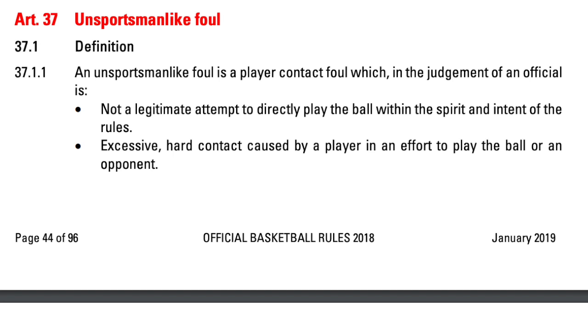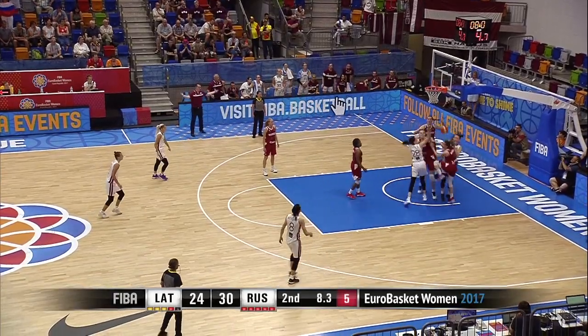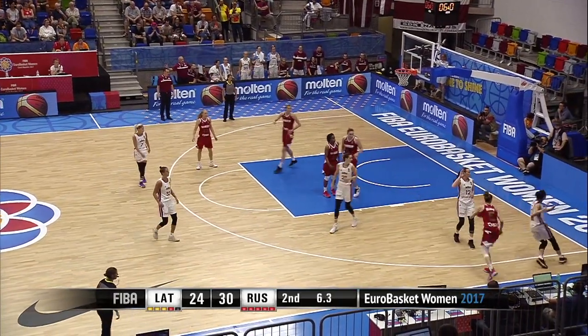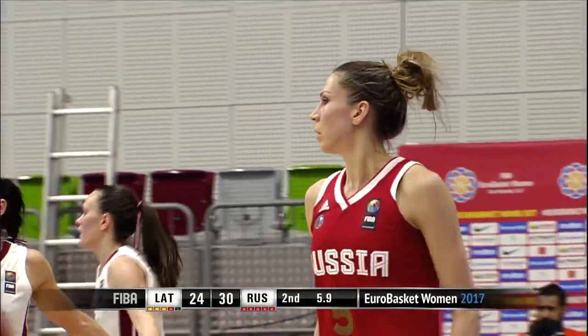Category 1, not a legitimate attempt to directly play the ball within the spirit and the intent of the rules. This can occur anywhere on the court. Basically, not attempting to play the ball, which can be actions like a jersey grab or grabbing of the hips. An example would be an offensive player blows by the defender, and while he's going by him to the rim, the defender grabs the jersey or just grabs their hips. In this clip, off the rebound, red is trying to attain possession. You'll see a slight jersey tug by the white team player, which results in a U foul.